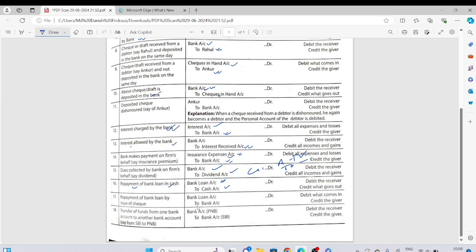Repayment of bank loan by issuing of check. If you are repaying your bank loan through a check, what entry will you pass here? Bank loan account debit to bank account.